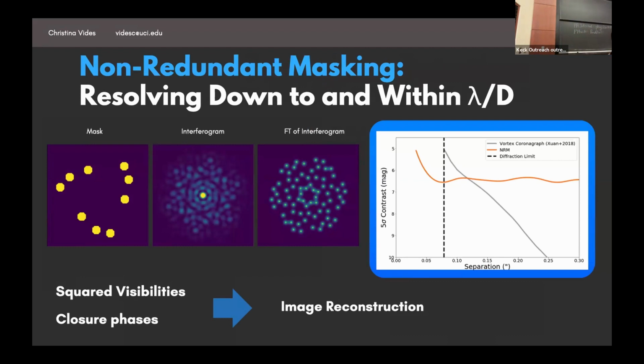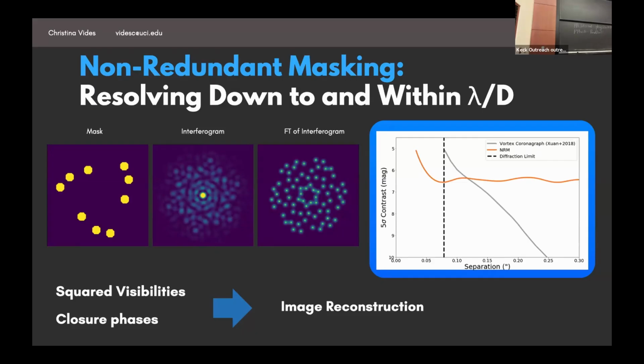The mask, which is shown here, has several holes, and a pair of holes forms a baseline. And no two holes have the same orientation or separation, so each baseline has its own unique spatial frequency associated with it. The image we see on the detector is the resulting interference fringes, or the interferogram. And when we take the Fourier transform of the interferogram, we can calculate two Fourier observables, the squared visibilities and the closure phases. And in the calculation of the closure phases, we can characterize and eliminate the speckle noise that limits traditional direct imaging methods and get moderate contrast down to and within the diffraction limit.